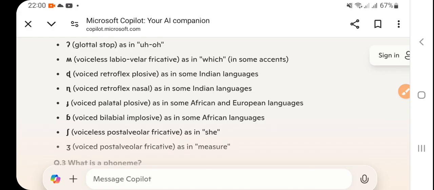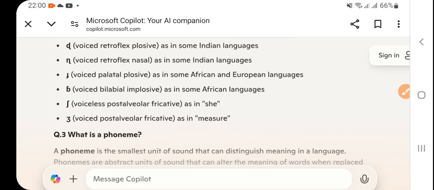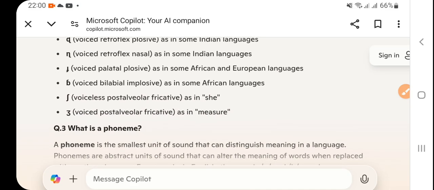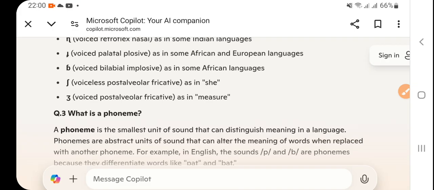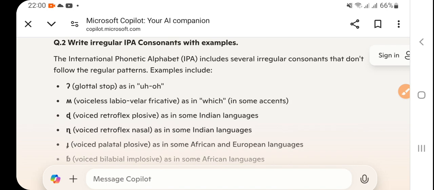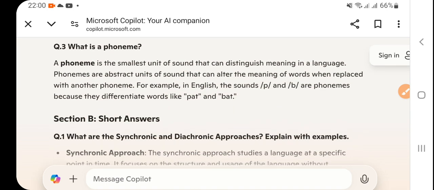Then the voiceless labio-velar fricative, as in which, in some accents. Then the voiced retroflex plosive, as in some Indian languages. Then retronasal, then voiced palatal plosive. I'm leaving this, I will tell you later, because here I have to explain, which is not possible here. Anyway, moving to the next question.